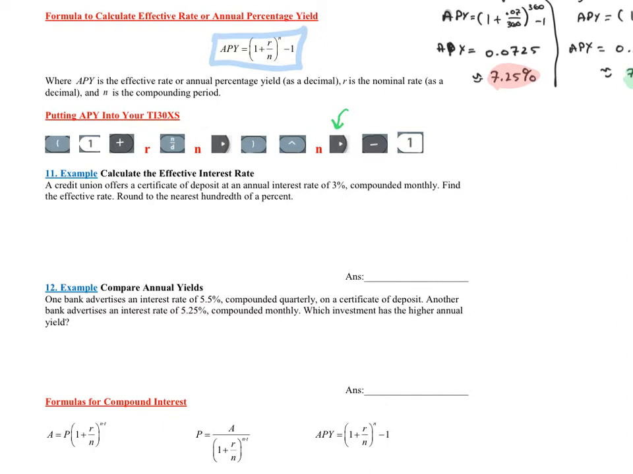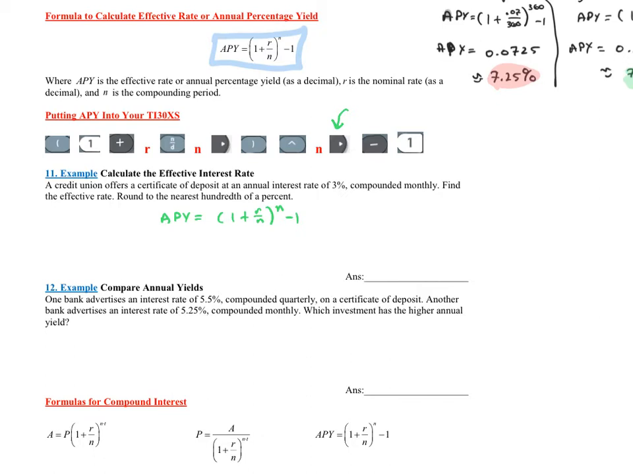So example 11 says a credit union offers a certificate of deposit at an annual interest rate of 3% compounded monthly. Find the effective rate. Round to the nearest hundredth of a percent. So our final answer needs 2 decimal points. So we're going to use the APY formula. The annual percentage yield is (1 + r/n)^n - 1.